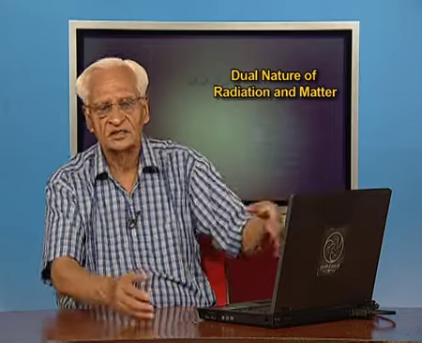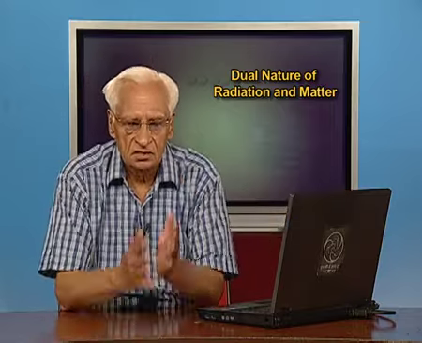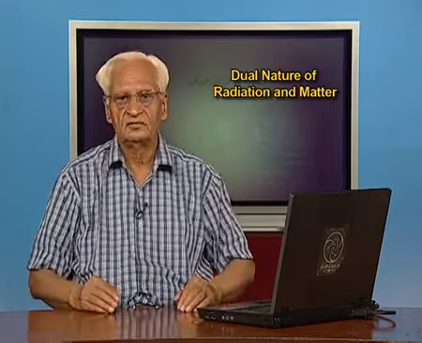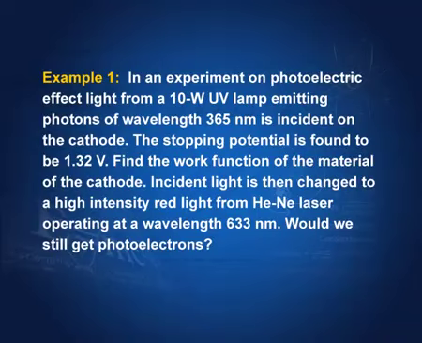Let us take a few examples to consolidate the various ideas that we have discussed. In an experiment on photoelectric effect, light from a 10-watt UV lamp, which emits ultraviolet radiation, emitting photons of wavelength 365 nanometers, is incident on the cathode. The stopping potential is found to be 1.32 volts. Find the work function of the material of the cathode.